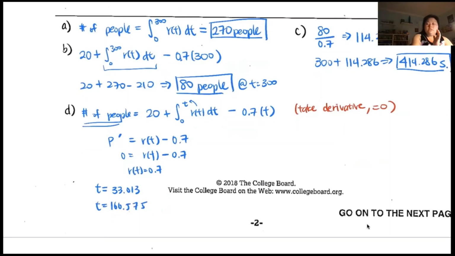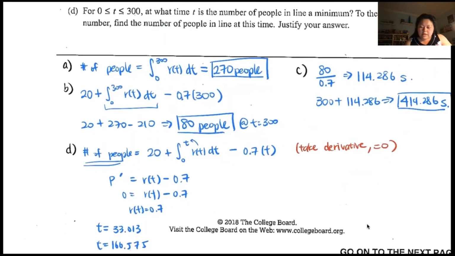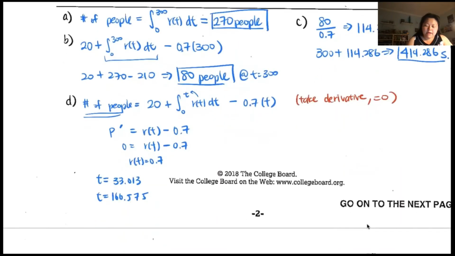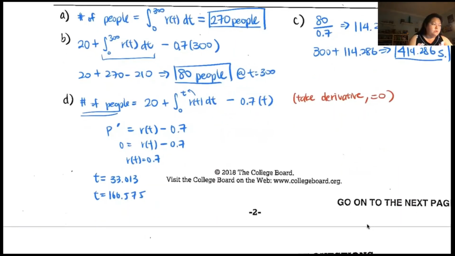Now, we don't know these are truly maximum or minimum because this is a closed interval. We have the beginning of 0, we have the end of 300. So you've got to check against the y values of these two, and then you can figure out which one is your true, what are we looking for? Looking for the minimum, the smallest number, right? So if we make a quick t table, at t equals 0, at t equals 33.013, at t equals 166.575, at t equals 300, what is p?